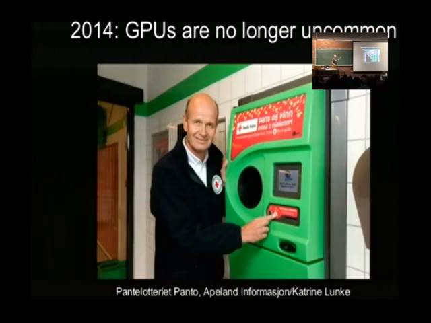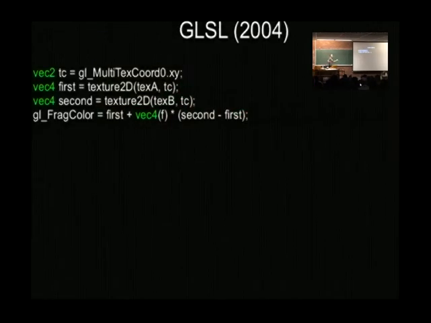And this is a bottle deposit machine. It has a GPU. So they are no longer uncommon. We should not anymore assume the user does not have a GPU. So how does one program it? This is GLSL. This is the most common shading language that you would use to program your GPU.